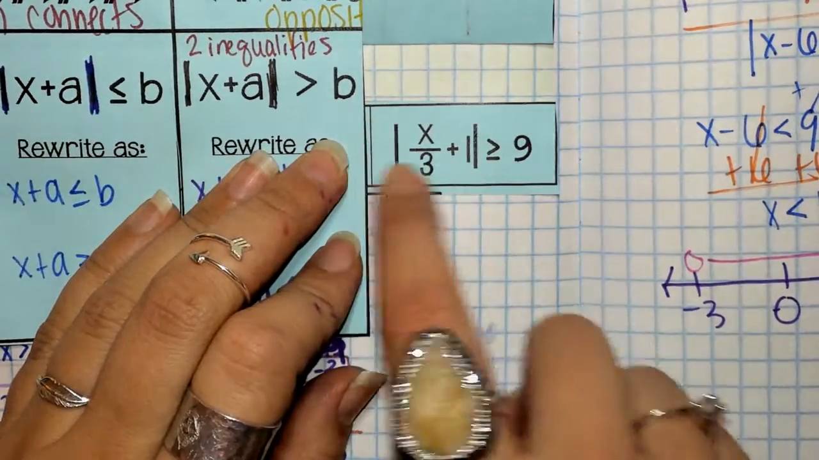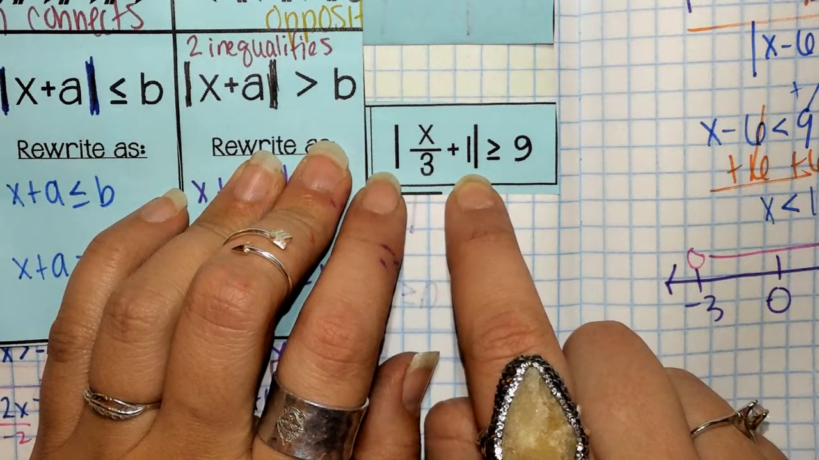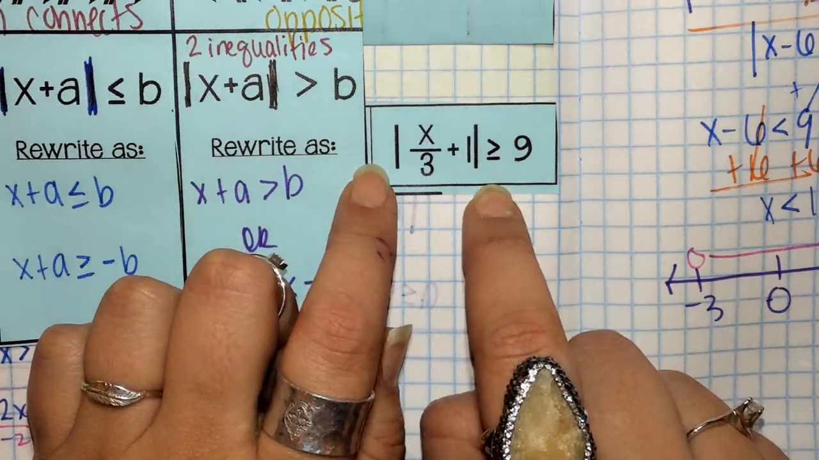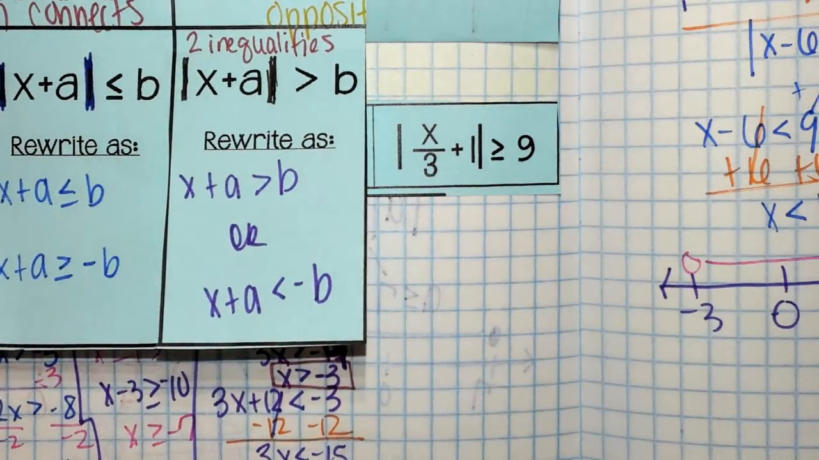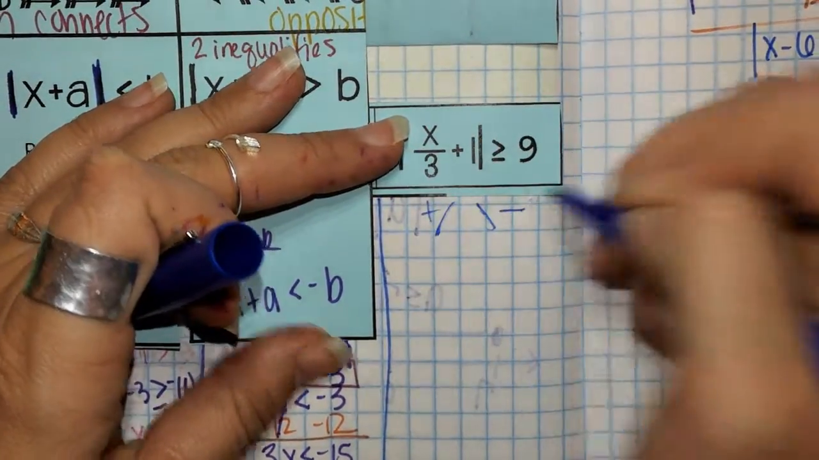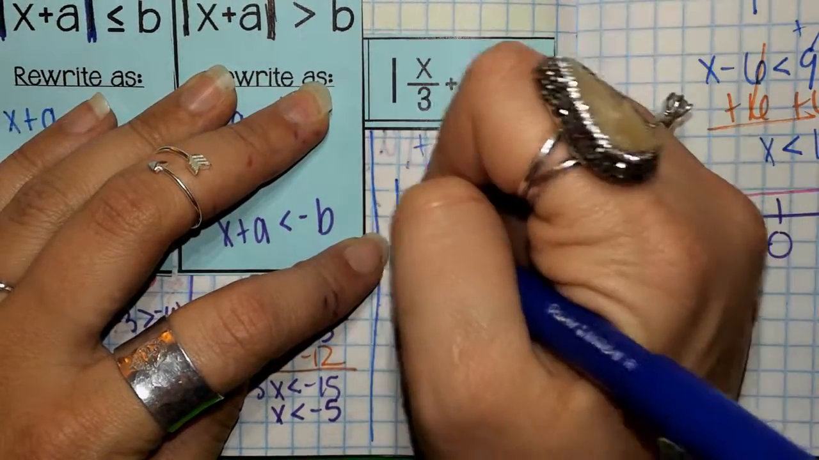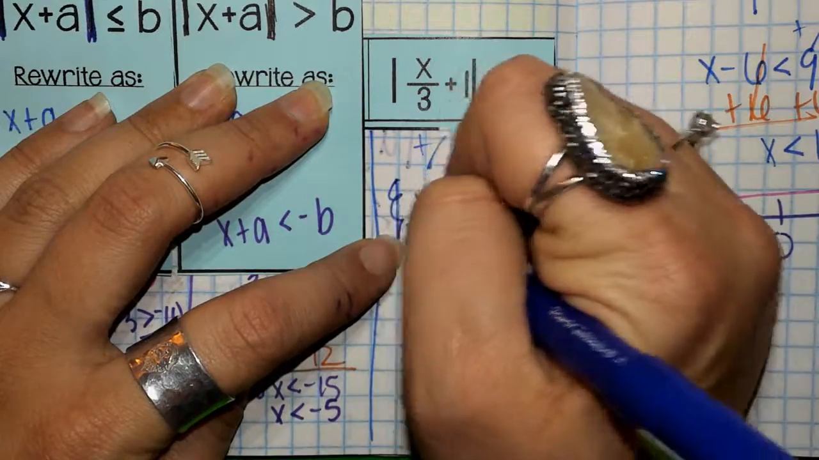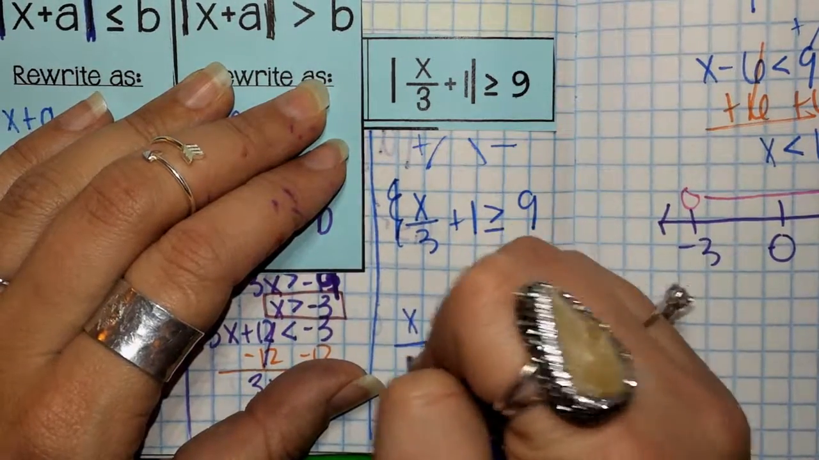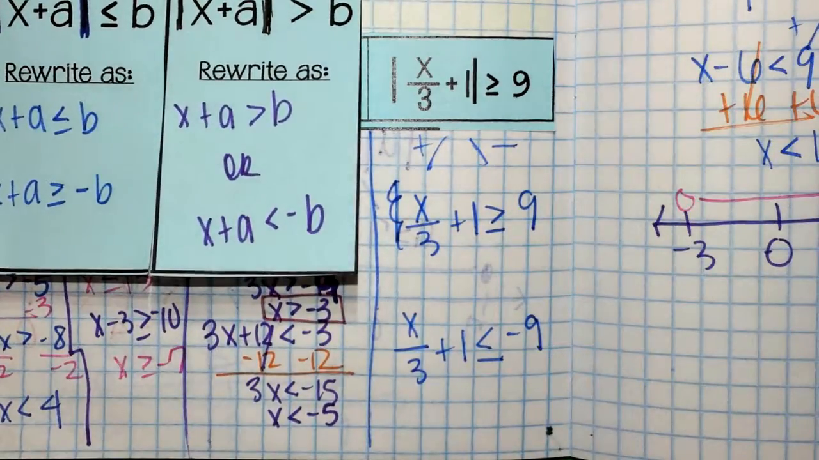All right, now, is this absolute value by itself? Is there anything outside of it? No, so it's by itself. Therefore, break it down into the positive and the negative. Go ahead and write x divided by 3 plus 1 is greater than or equal to 9. And same thing, but less than or equal to negative 9.